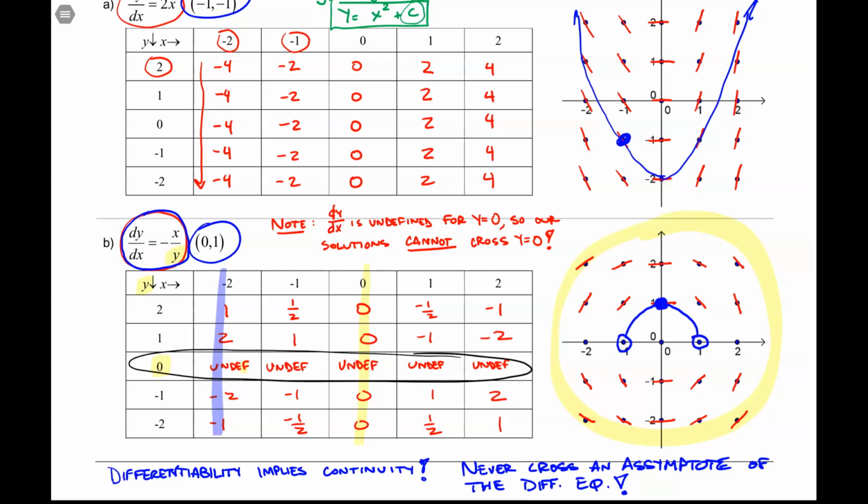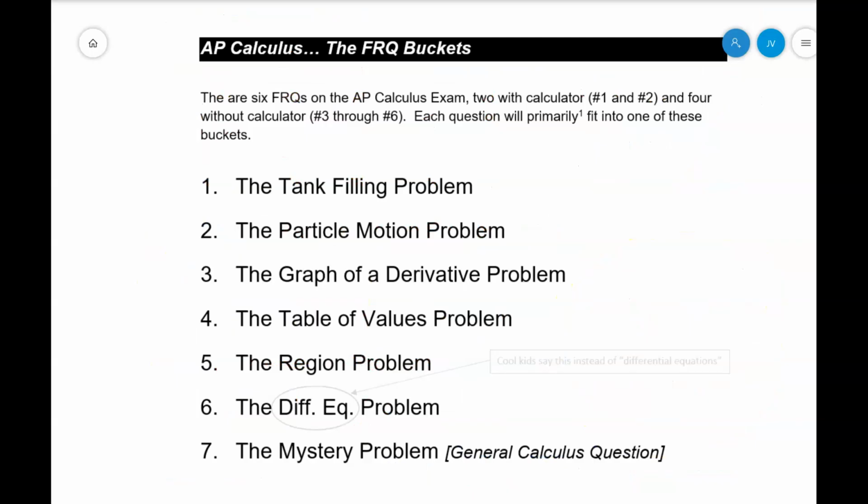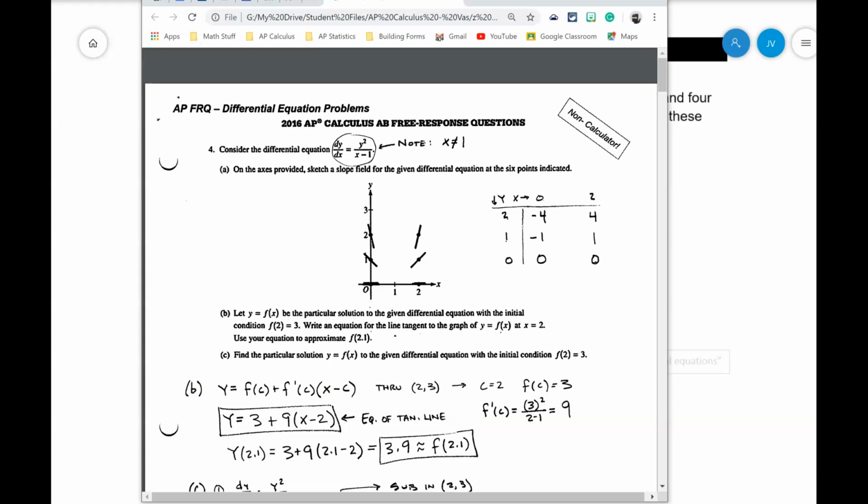You won't be asked to do that many on the AP exam. So let's just quickly talk about the AP exam real quick. As you recall, I divide up free response questions into buckets. We now have this bucket of problems we can do, the differential equation problem. So what do those typically look like on the AP exam? I just want to show you one or two here real quick so you can get an idea of how slope fields might show up.